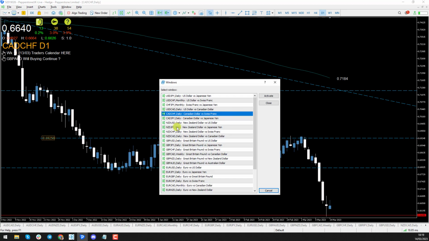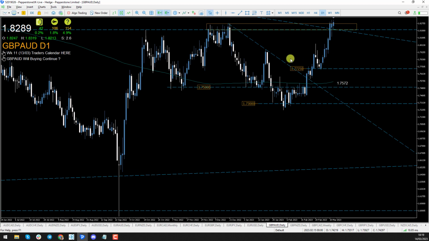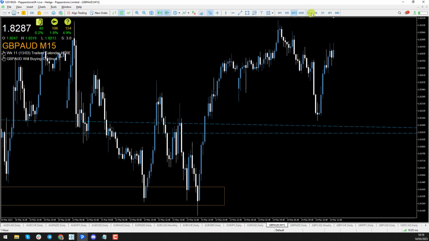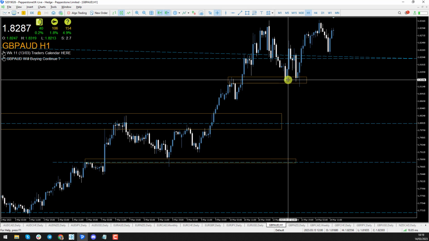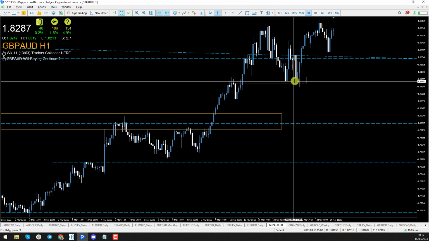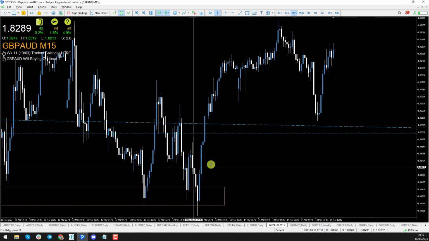Now, like I said, pound Aussie was another market that we've been focusing on in quite a few videos. We've been talking about looking at these areas of support and resistance. Yesterday, on the lower time frame, we talked about the potential for price to come back down into this level here and maybe form a double bottom pattern, and that's exactly how price played out.